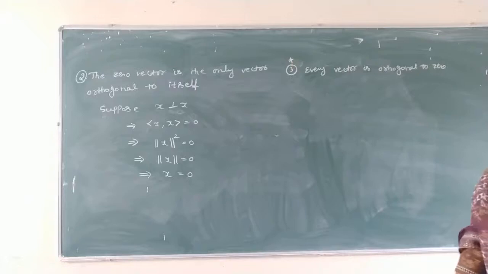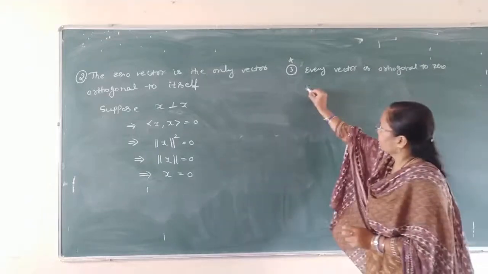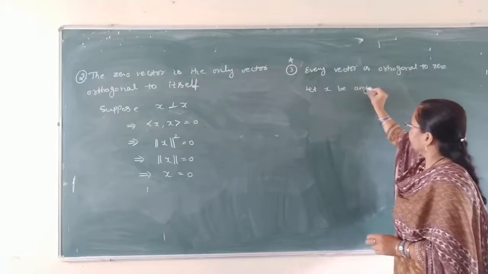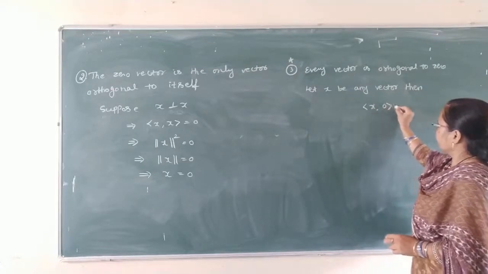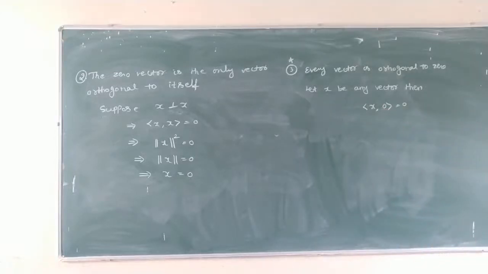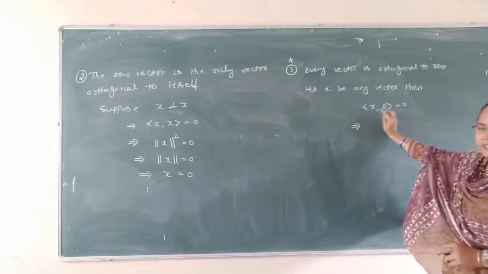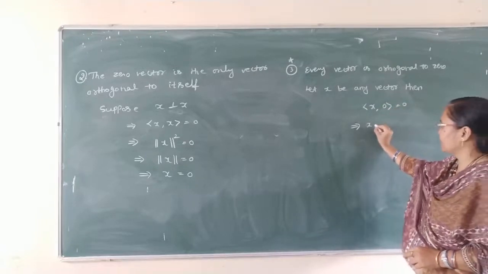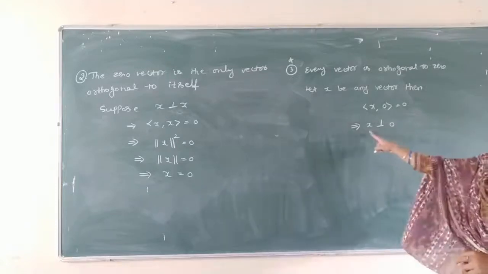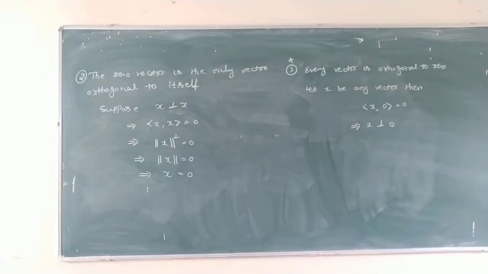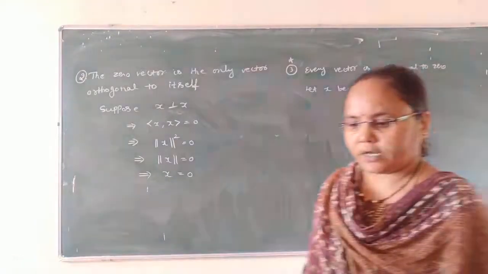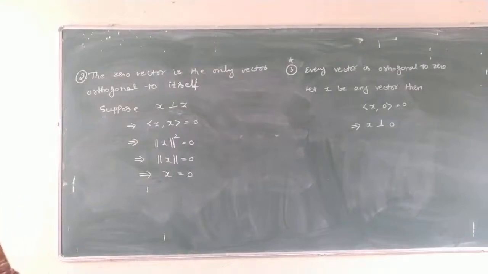How can we say that every vector is orthogonal to 0? For this, let x be any vector. Then the inner product of x comma 0 is equal to 0. So in the inner product, if the second variable is 0, then automatically the inner product becomes 0. Then it can be written as the inner product of x comma y is equal to 0. Then the symbolic representation is x is orthogonal to 0. What is x? x is any vector which is orthogonal to 0. This is the proof of our third note point. Now, based on these note points, I would like to explain our first theorem of today's class.